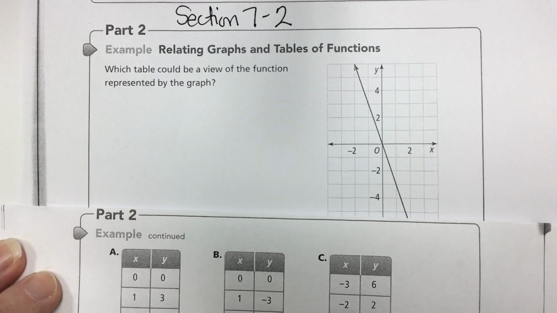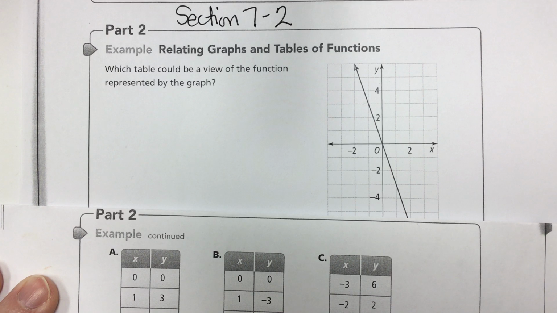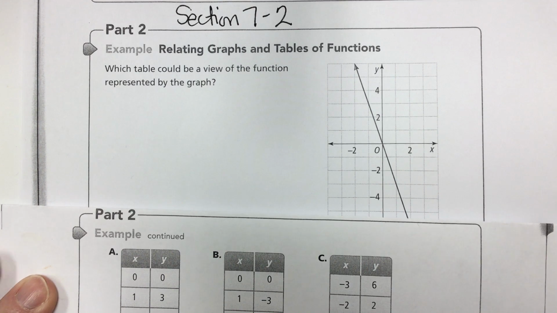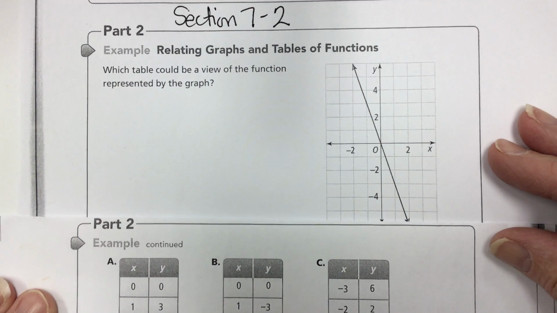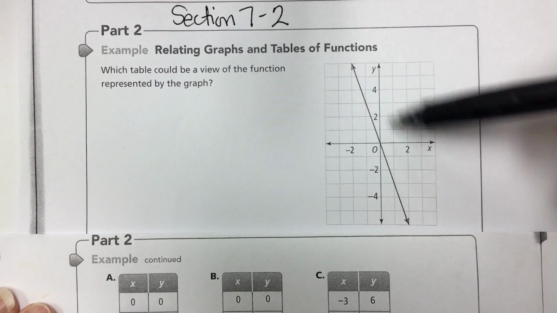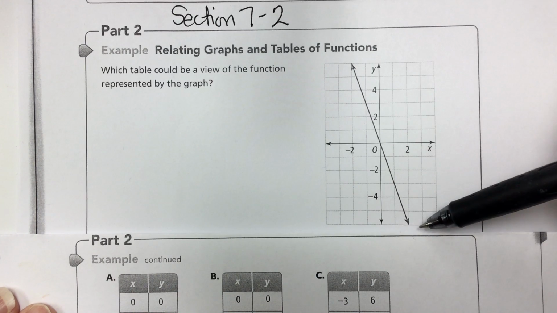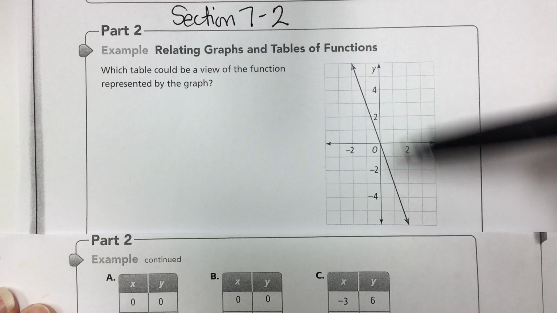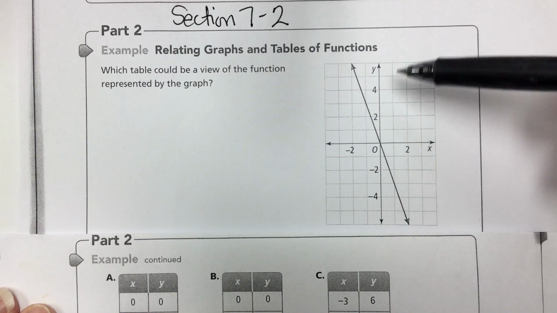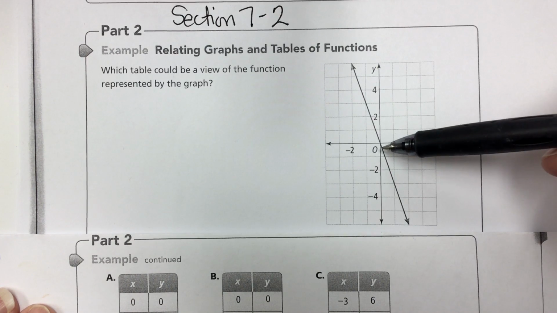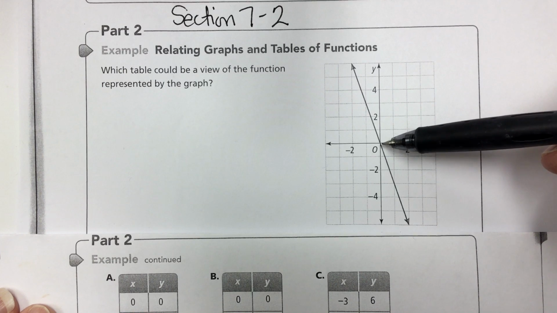Section 7-2, Relating Graphs and Tables of Functions. Which table could be a view of the function represented by the graph? So here we have a graph drawn over here to the right. It is a line. This line has a negative slope slanting downward to the right. It is passing through the origin.